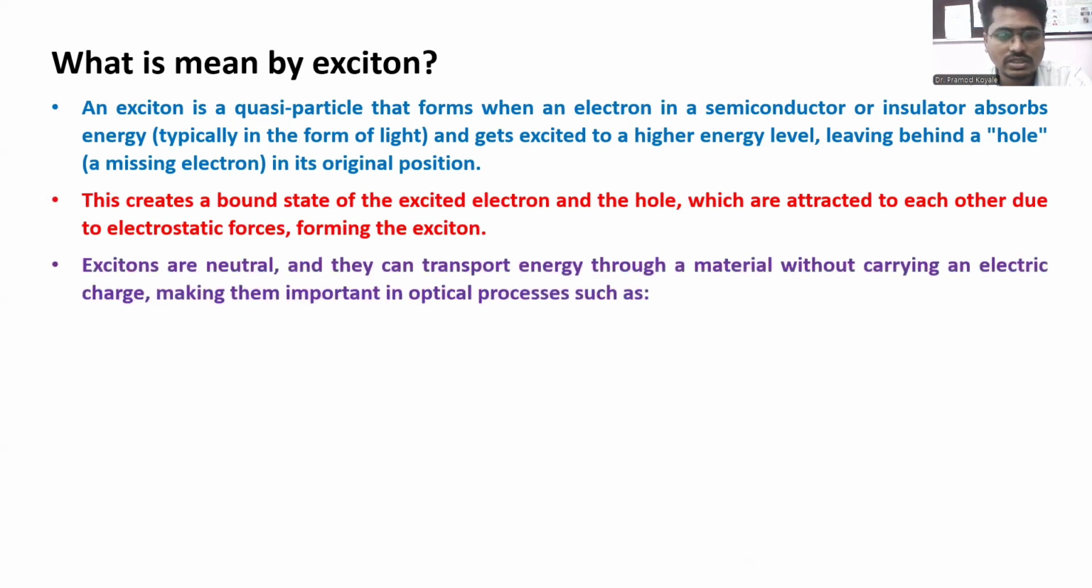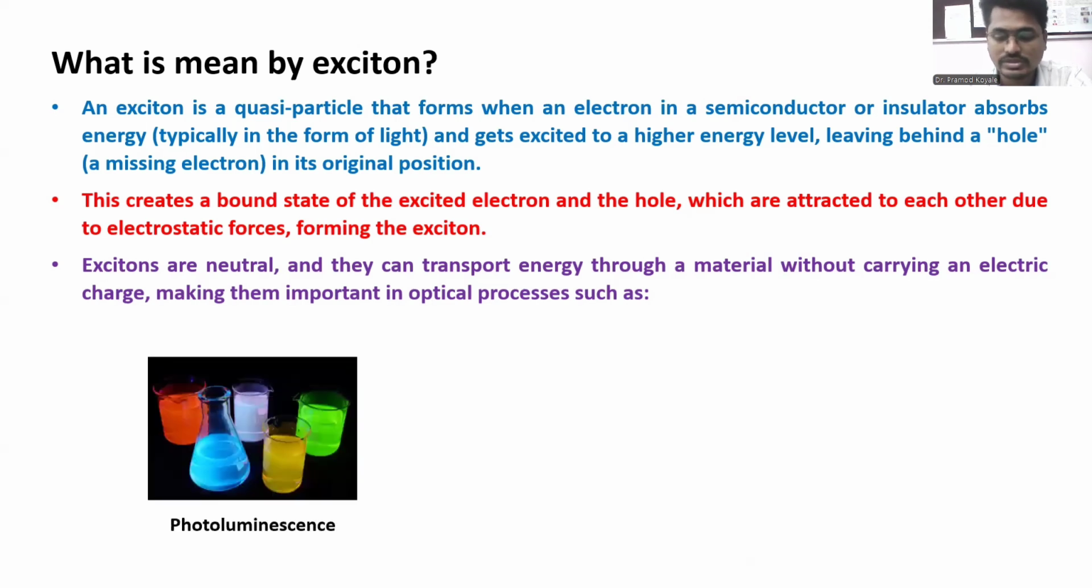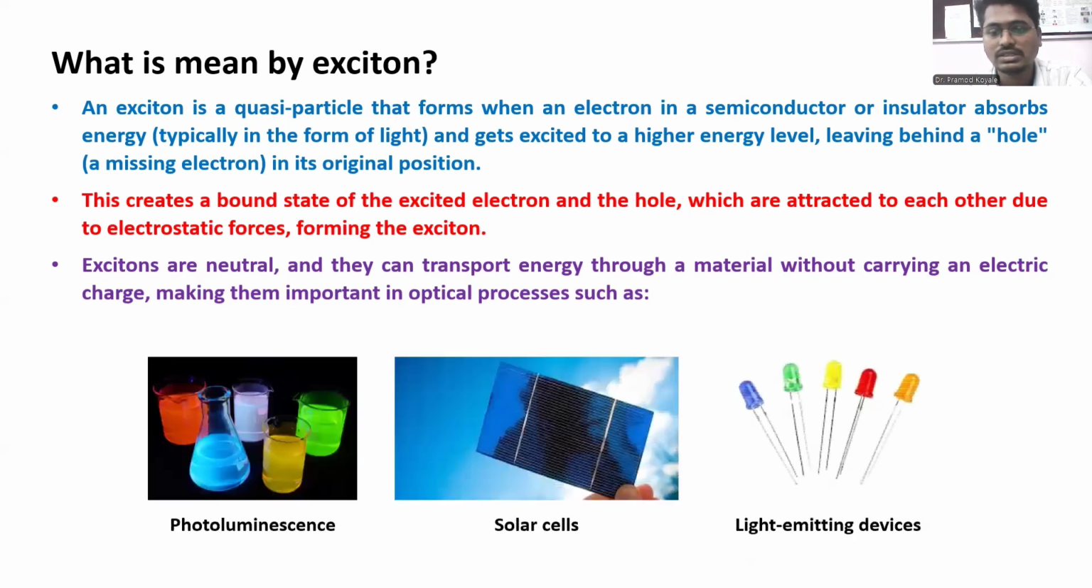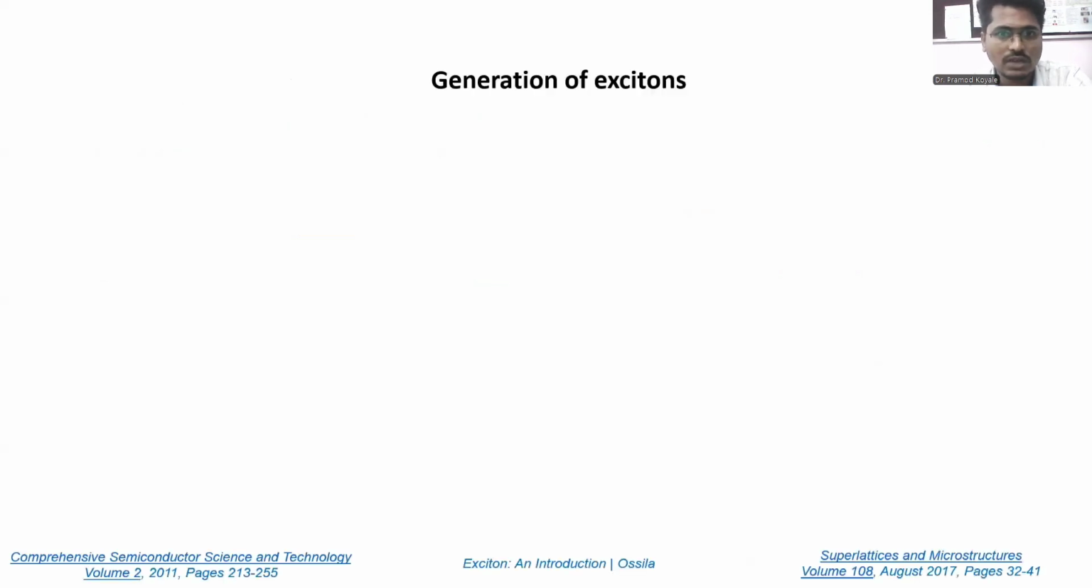So these excitons are neutral, and they can transport the energy through the material without carrying an electrical charge, making them important in optical processes such as photoluminescence, solar cells, as well as light emitting devices. So, how exactly can excitons be generated?